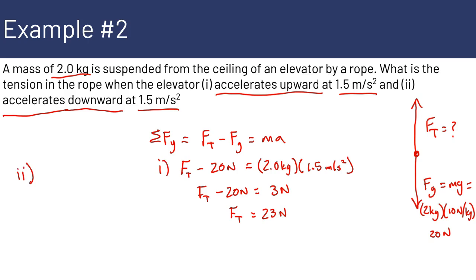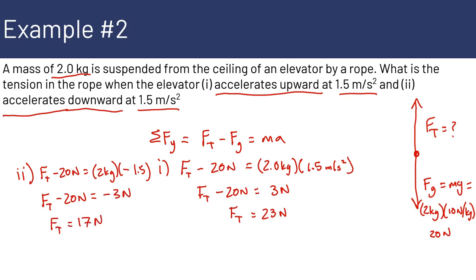So let's move over here and do part II. So we have the same sum of forces, except now our acceleration is different. So we have Ft minus 20 newtons is equal to 2 kilograms times minus 1.5. So we have Ft minus 20 newtons equals minus 3 newtons. So Ft now is equal to 17 newtons.